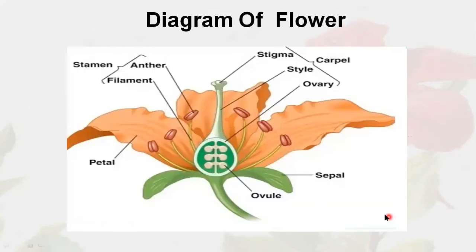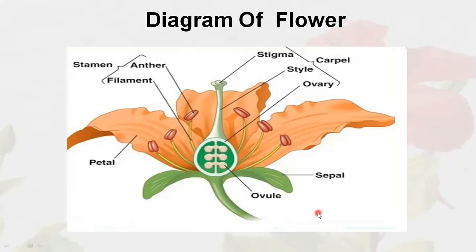See the diagram of flower. Here is the androecium, means the male reproductive part, which has individual member, that is stamen. Stamen consists of anther and the filament. In anther, pollen grains, means microspores, are present, which give us male gamete. This is the gynoecium part, which is the female reproductive part. It has individual member, that is carpel. It consists of stigma, style and ovary. Inside ovary there is an ovule, which gives us female gametes. This is the sepal, means calyx, and this is the petal, means corolla, which are non-essential parts.